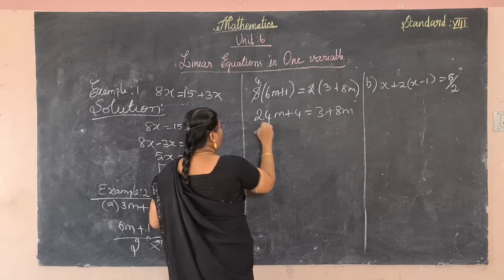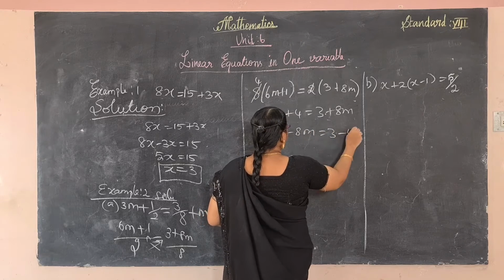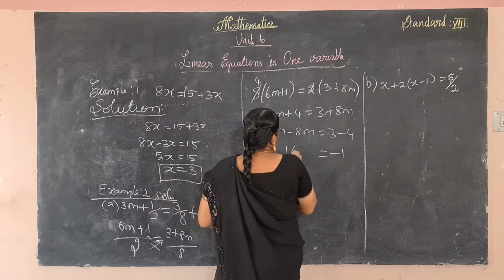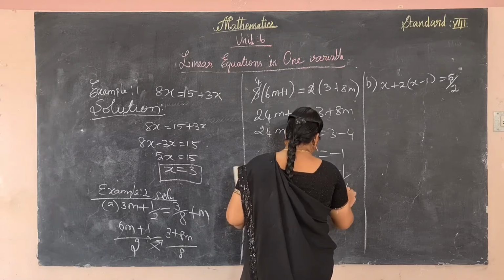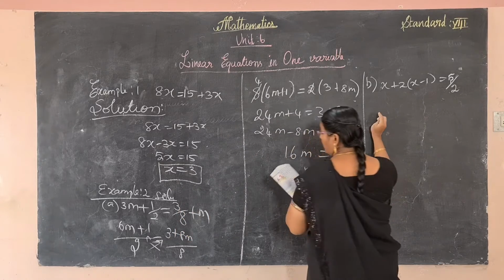So 24m minus 8m is equal to 3 minus 4. So minus 1 here. 16m. So m is equal to minus 1 by 16. That's it. Okay. Now move to the b problem.